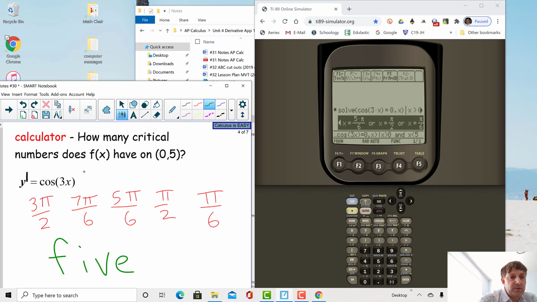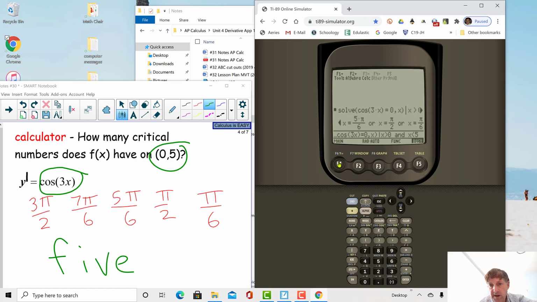Another way we could do it is just to graph this from 0 to 5 and see how many times it crosses the x-axis. In order to graph it, we're going to do green, y equals, and then we're going to push enter so we could type in the function. Push enter again, and there's our function, cosine of 3x. Now that's the derivative, and we just want to know where the derivative is equal to 0. So we just want to see where the graph is touching the x-axis.